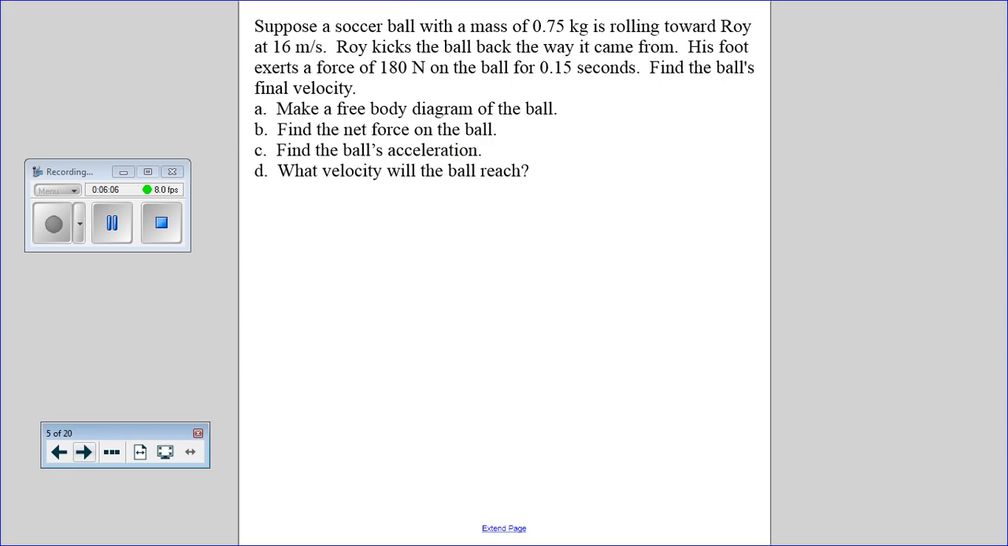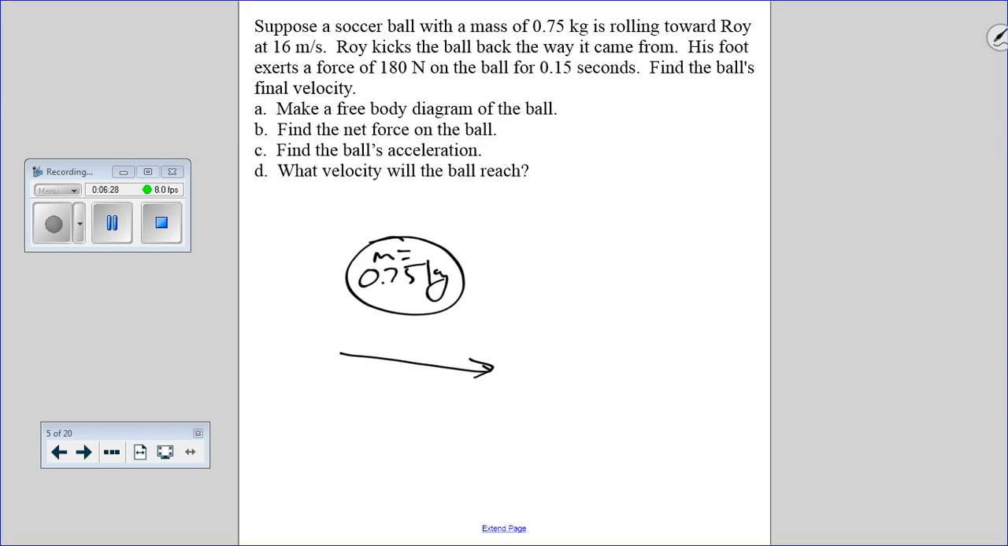This example, I'm actually going to do it using old equations, all right? Whatever, let's just do it. All right, so here we go. It says a soccer ball has a mass of 0.75 kilograms. It's rolling towards Roy. It doesn't tell us which direction that is, so let's assume that it's just rolling this way, all right? So the problem tells us that it has a mass of 0.75 kilograms.